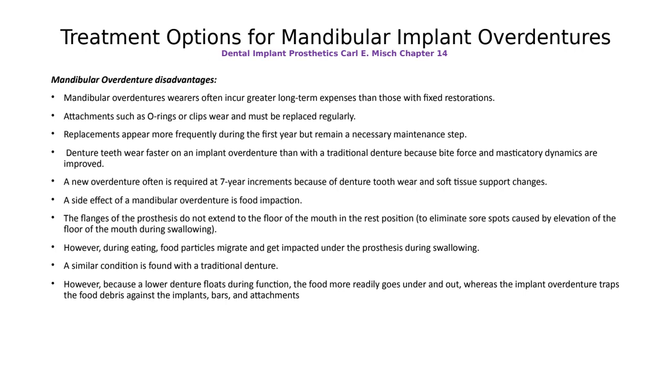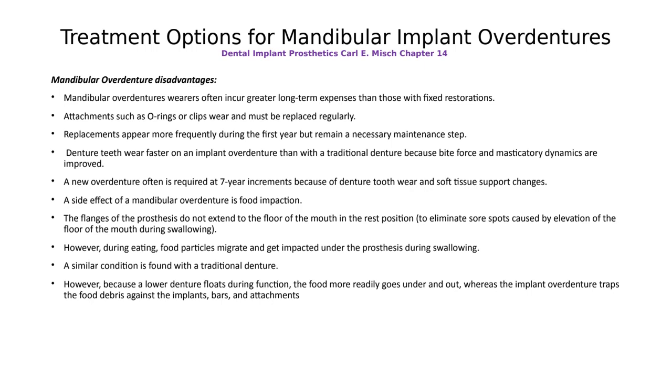Attachments such as O-rings or clips wear fast and must be changed regularly. As a rule, those clips are plastic or silicone based, and depending on the strength of the clip or the ring, they have to be changed once a year, because they wear out pretty fast.